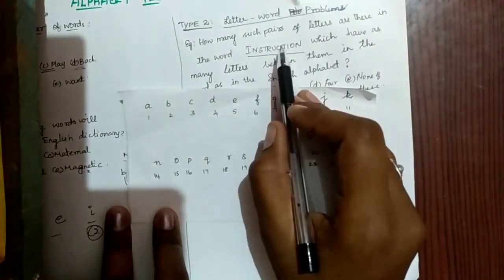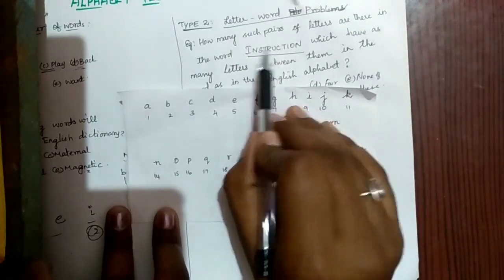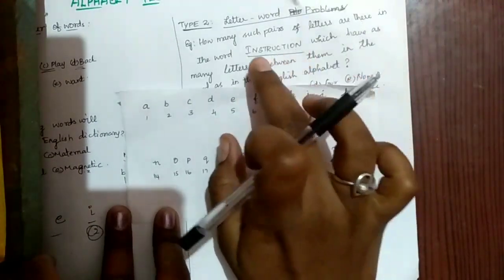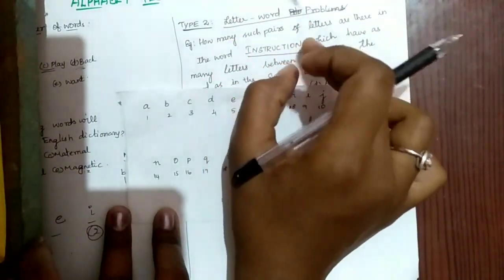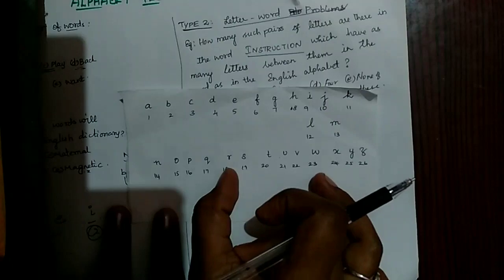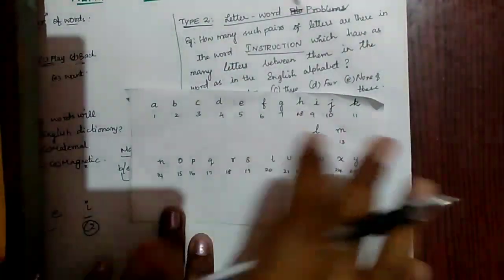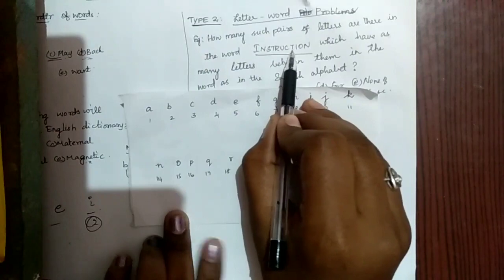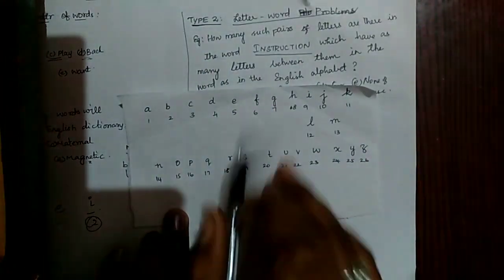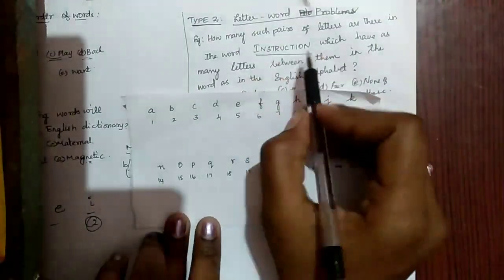What I'm saying is that in the word "instruction", C follows T. In the alphabet, is that condition matching here? No. Next, I. Here I follows T in the word, but in the alphabet this does not follow. I is here and T is here. This does not follow.